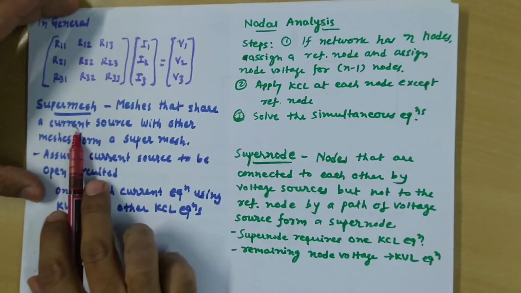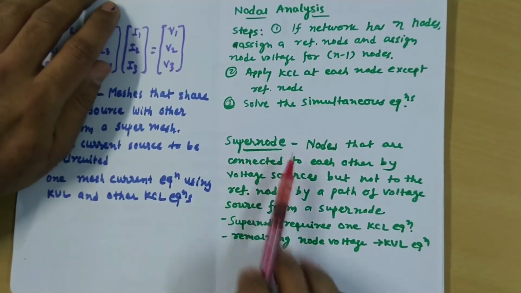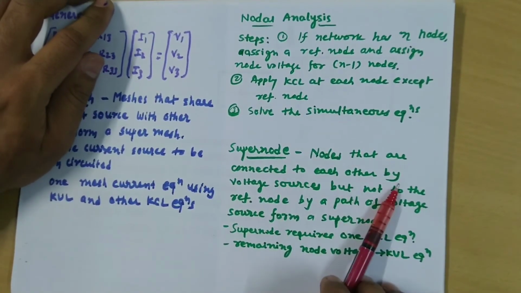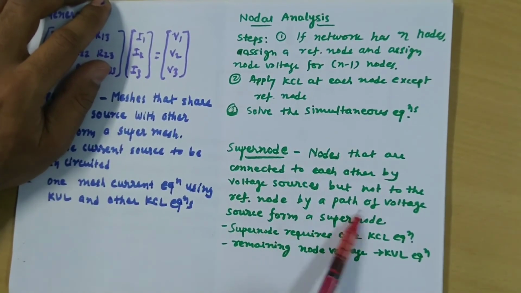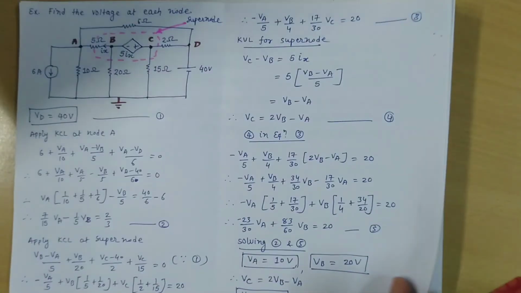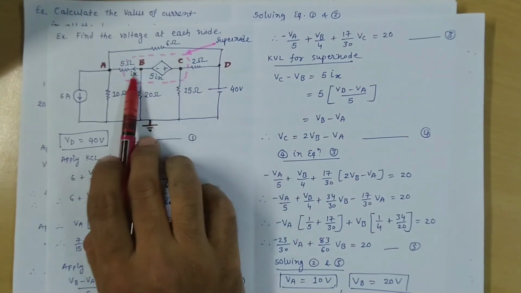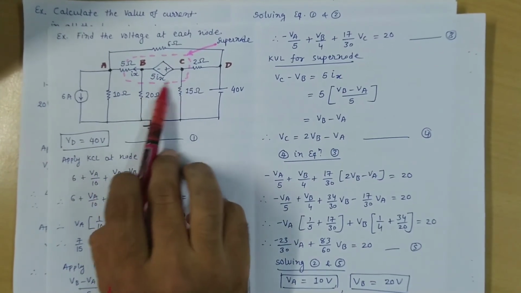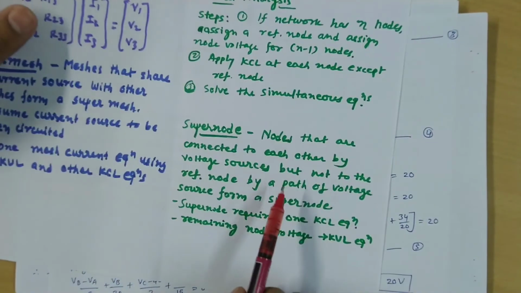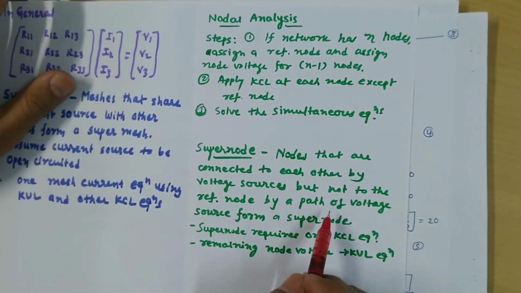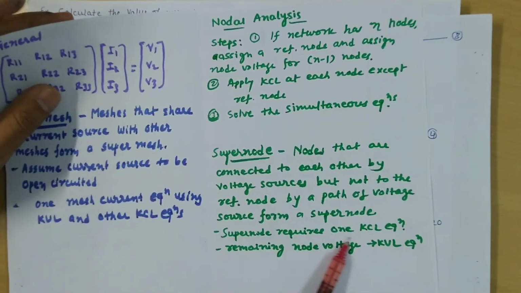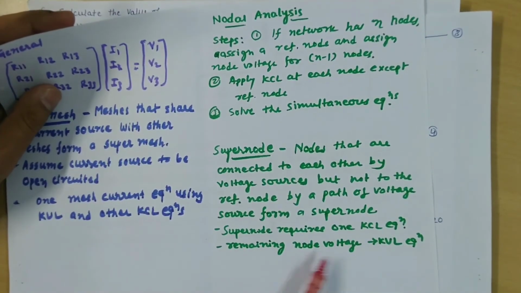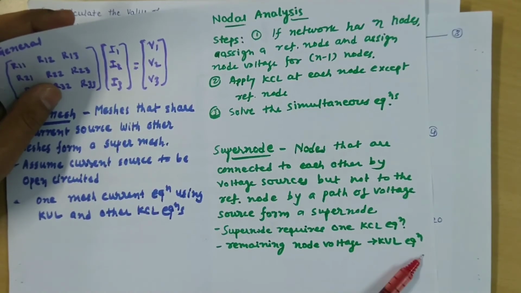Now like mesh is having super mesh, we have node that is called super node. So nodes that are connected to each other by voltage sources but not to the reference node by a path of voltage source form a super node. For example, the node like this, these nodes are connected by voltage source. Voltage source can be independent or dependent. So this will form super node. So super node requires one KCL equation and the remaining node voltage will provide KVL equation.